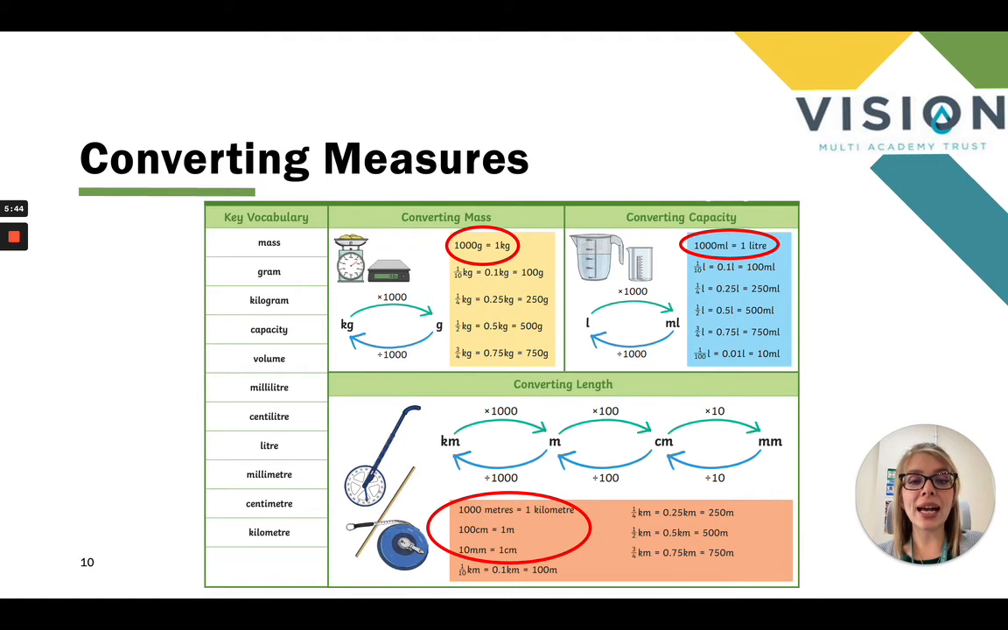And then looking at converting length. It's really important that we know that 1 kilometre is 1,000 metres. We know that 100 centimetres is equivalent to 1 metre, and that 10 millimetres is equivalent to 1 centimetre. So you can see how the units build up. 1 centimetre is 10 millimetres, 1 metre is 100 centimetres, and 1 kilometre is 1,000 metres.